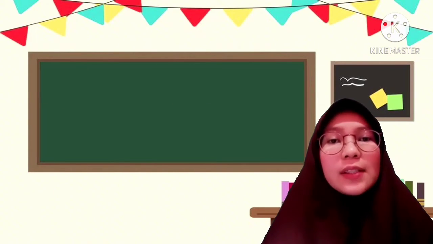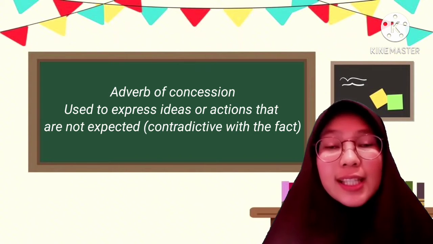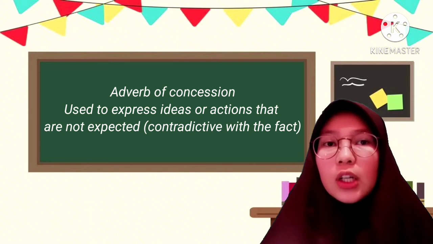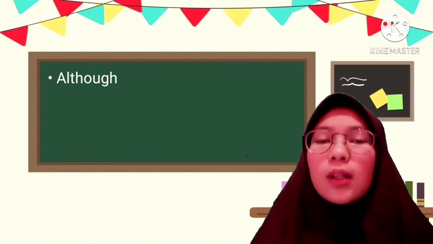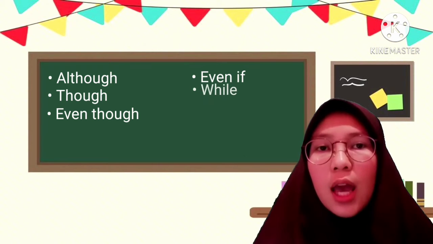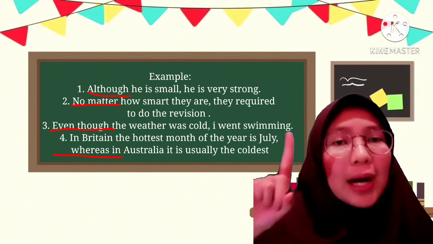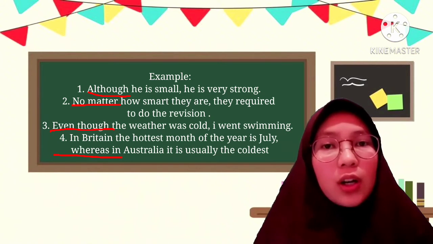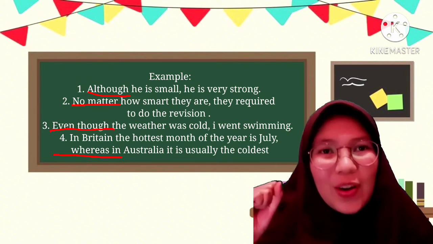Okay, the last, adverb of concession. It is used to express ideas or actions that are not expected or are contradictory with the fact, such as although, even if, while, and no matter. Example number 1. Although he is small, he is very strong.